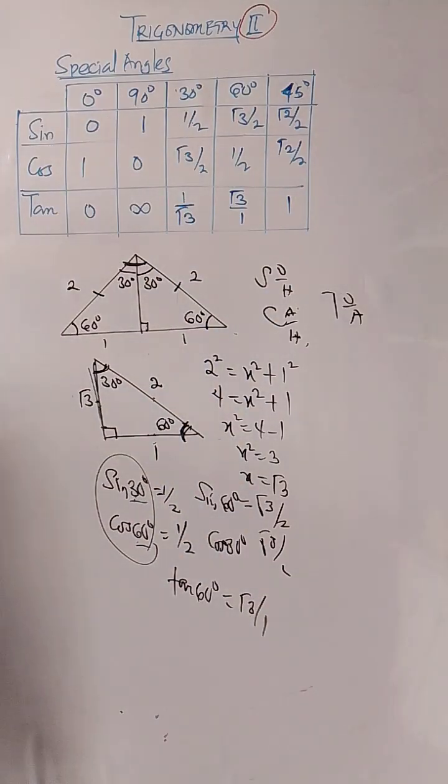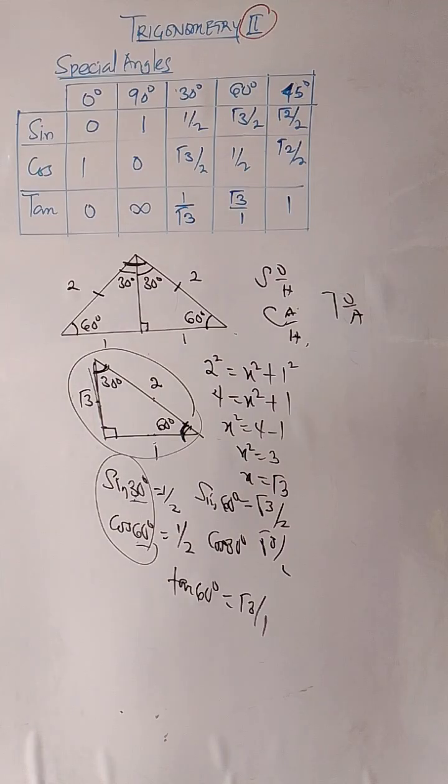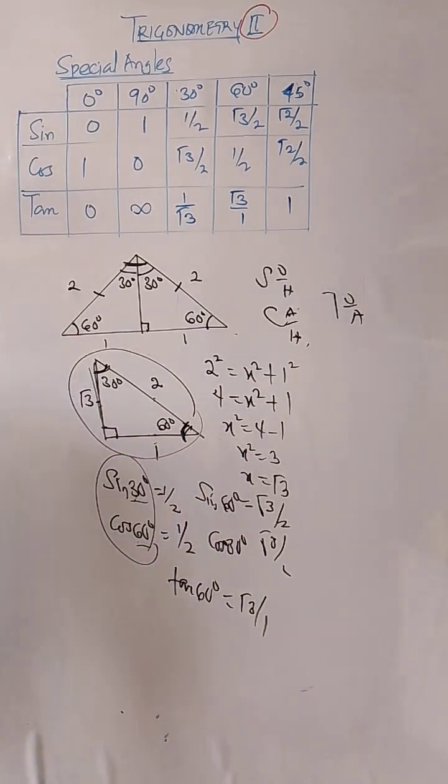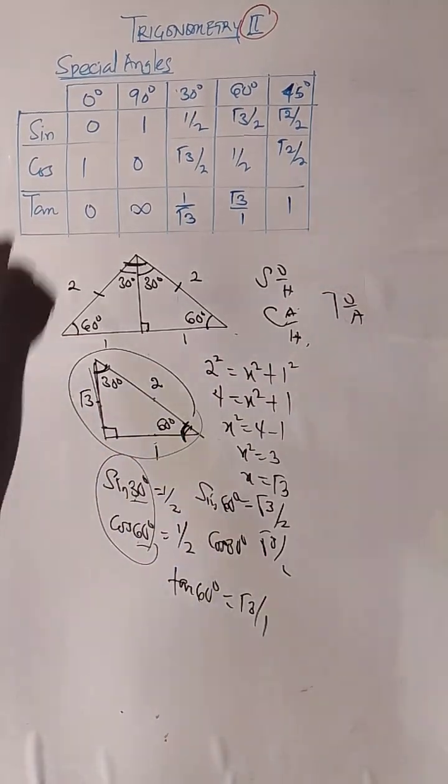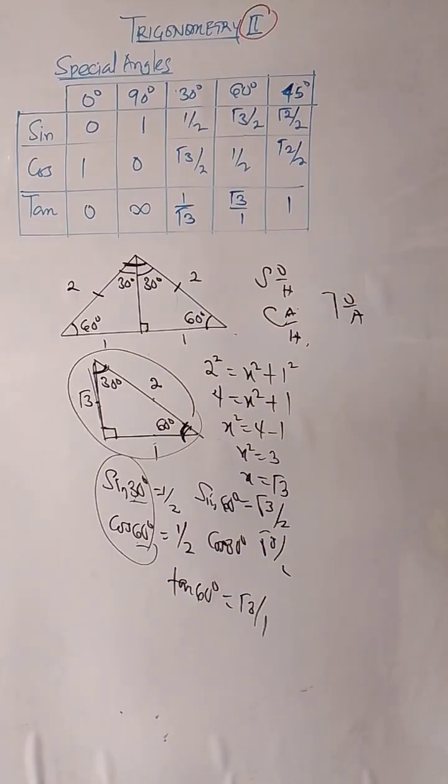So just note from this triangle, we can get all the trig ratios for 30 and 60. Now let's move to 45 degrees. Just note this triangle in case you forget the table.